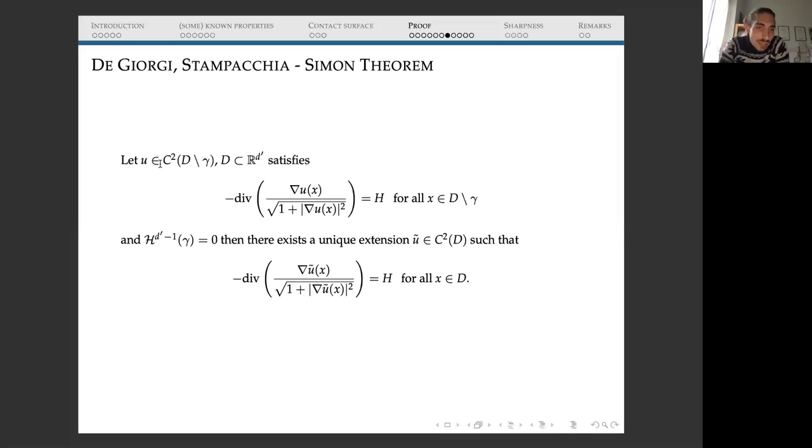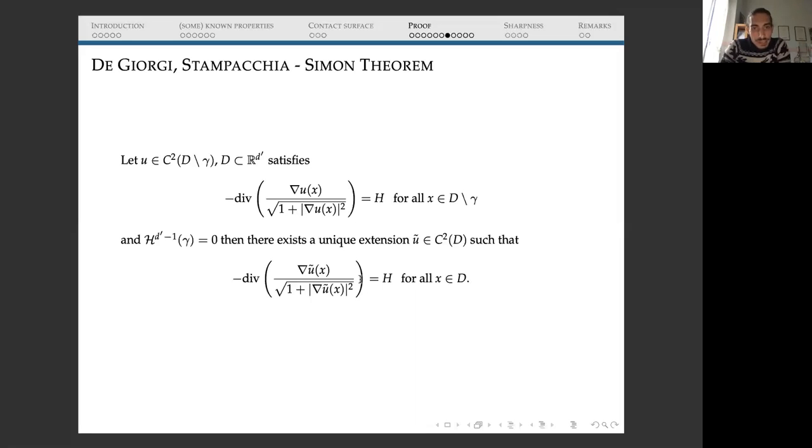So this theorem tells you that if you have a C2 function on D minus gamma, which solves pointwise the constant mean curvature equation outside of gamma, and if gamma is negligible with respect to the D prime minus 1 Hausdorff dimensional measure, then you can extend U to a U tilde, which is C2 everywhere, and that solves the constant mean curvature equation. Okay, this is quite powerful.